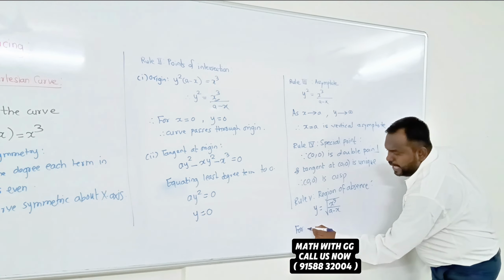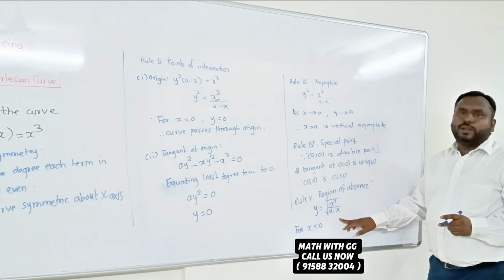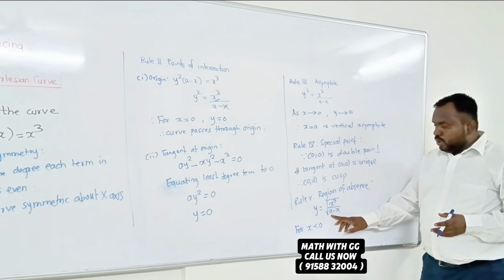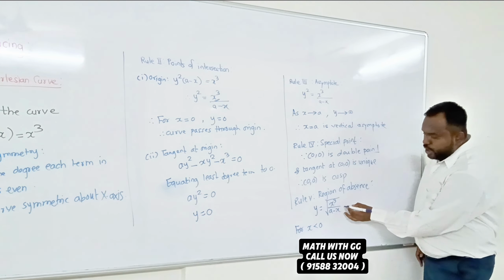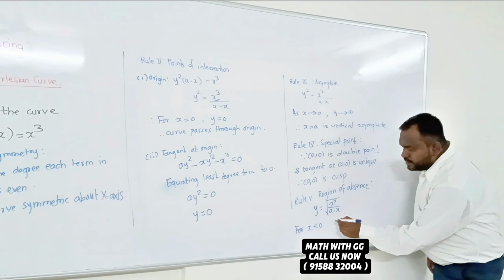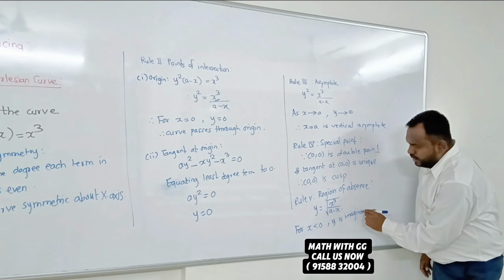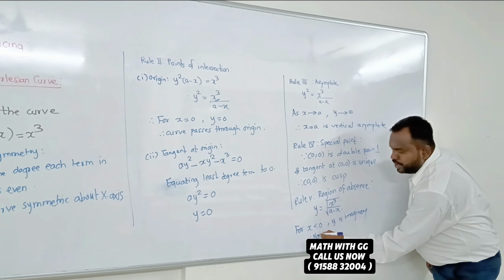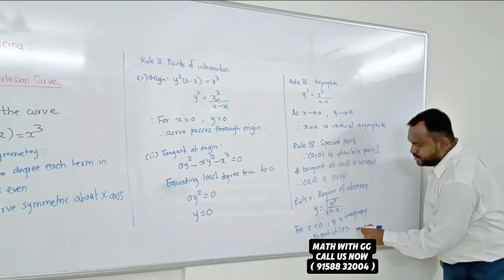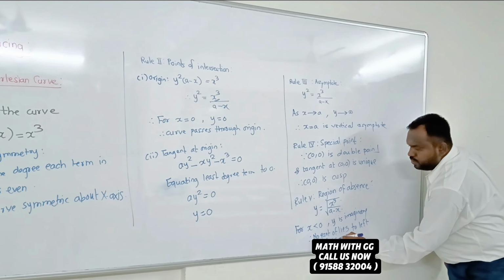If we take x negative, that means the numerator is negative, and clearly a minus x will be positive as we are subtracting a negative number from a. So the result a minus x is positive. Hence the denominator is positive, the numerator is negative, therefore the ratio is negative. Hence y is imaginary. Therefore no part of the curve lies to the left of x equal to 0.